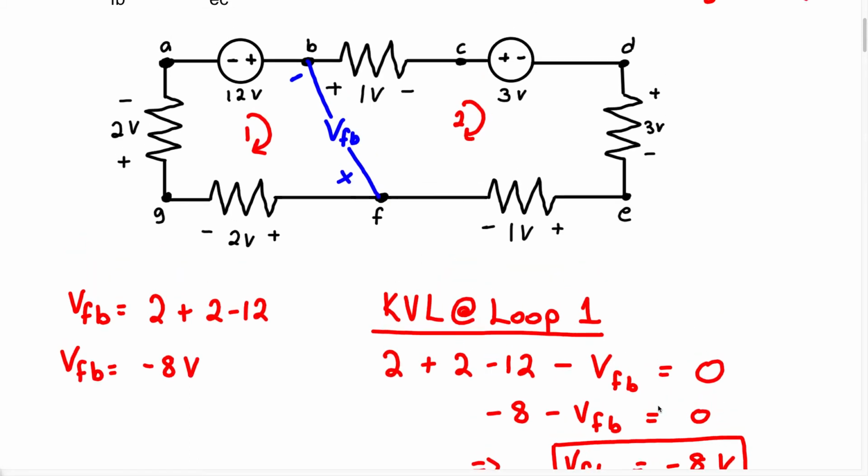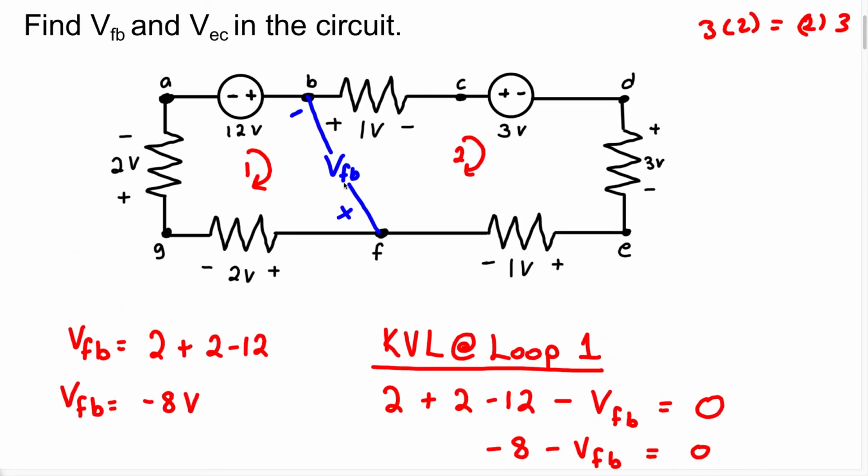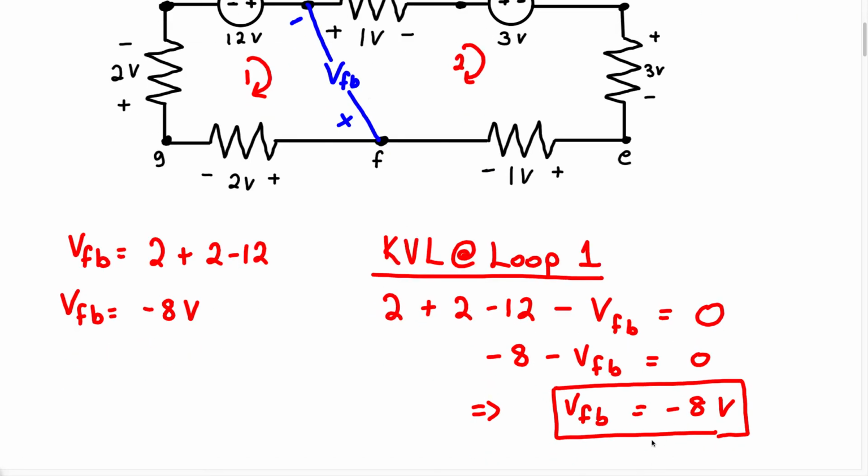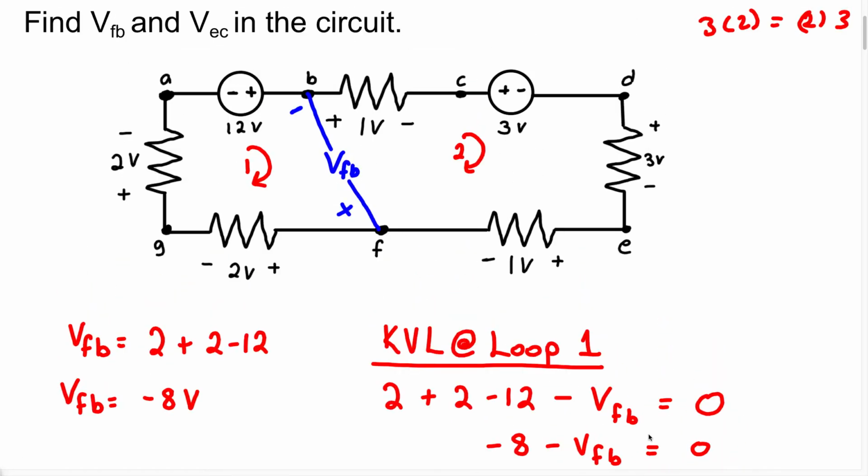Now pause the video right now and give this one a try. You know you have two options, right, for this particular situation. You can either walk around loop 1 or loop 2. Okay, pause the video and try to walk around loop 2 to see whether you got the same answer, which is going to be negative 8 volts. Okay, I'm just going to do it real quick, right? I'm just going to erase this.